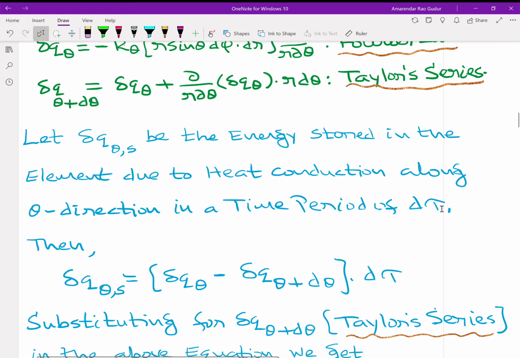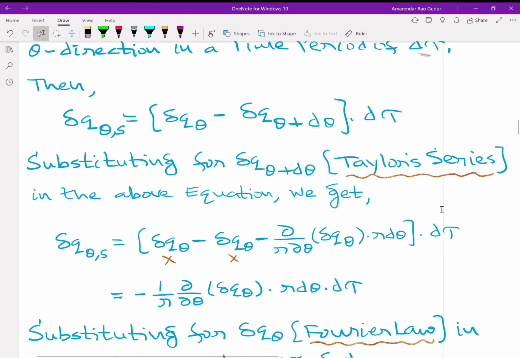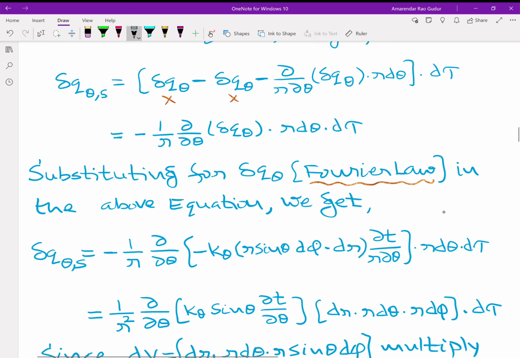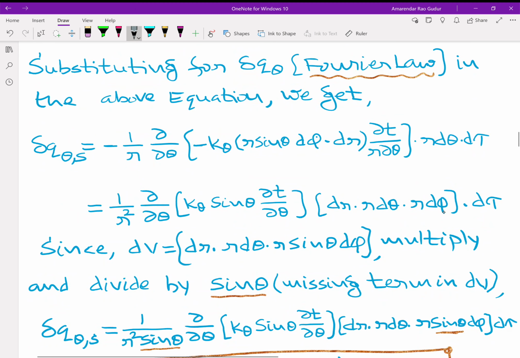Then we assume that del q theta comma S is the energy stored in the element due to heat conduction along theta direction in the same time period of d tau. Then del q theta comma S would be energy coming in minus energy going out into time period. Then for del q theta comma theta plus d theta we substitute Taylor series, and we are going to get it simplified as del q theta comma S is minus 1 by r del by del theta del q theta r d theta d tau. Then for del q theta we substitute the Fourier law. Then you are going to have del q theta comma S given by this equation.